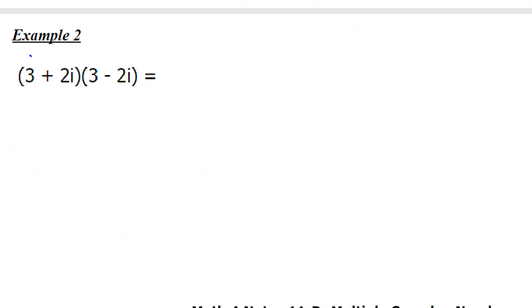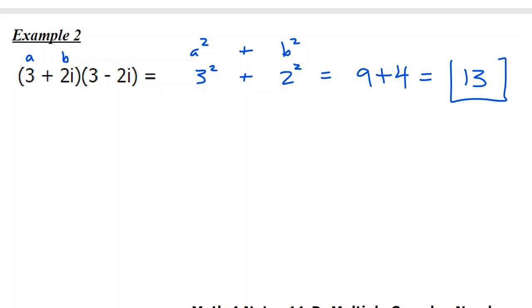So if we're going to use this as a and this as b, then our final answer is going to be a squared plus b squared. That's going to be 3 squared plus 2 squared equals 9 plus 4 equals 13. Wow. We have no more imaginary numbers whatsoever. It's all real.